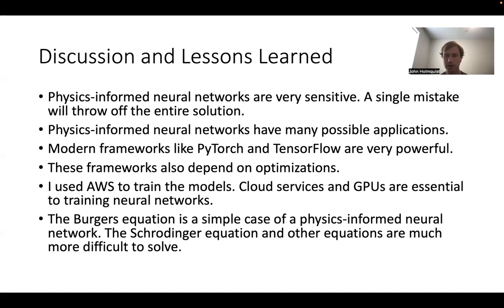The Schrodinger equation and other equations are much more difficult to solve. A big part of that is because they have more data, and the networks are also bigger. Each layer in the Schrodinger network has 200 neurons, which just causes a lot bigger weight matrix. And the loss functions and everything else are just a lot more complicated. So they're a lot harder to implement than the Burgers equation, and a lot more expensive too, because you have to pay for cloud resources and GPUs.